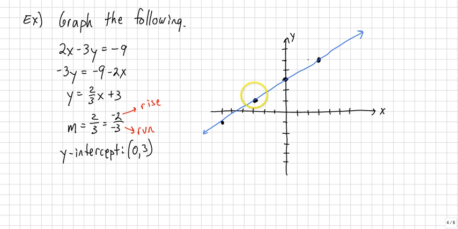So our slope, we rise 2 and we run 3. When you go the other direction, you go down 2, left 3. But either way, if you pick any 2 points along this line, the slope should be the same. Rise 2, run 3.